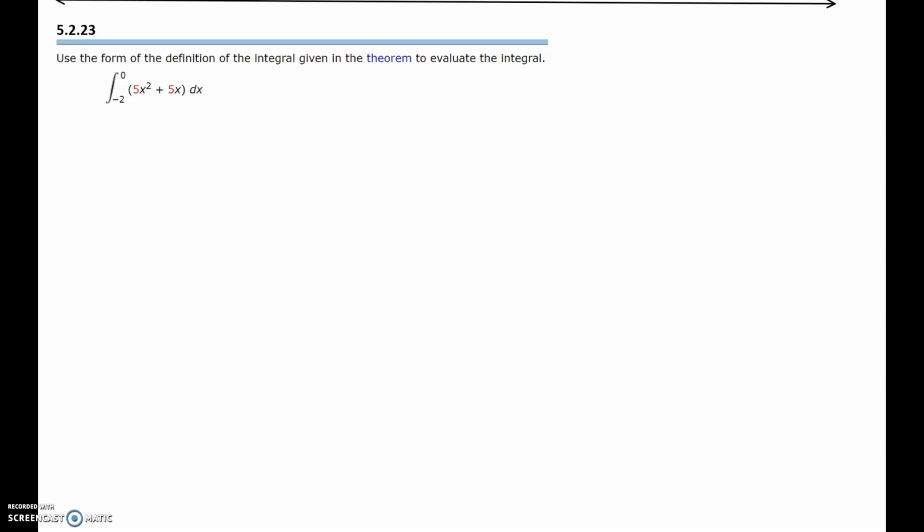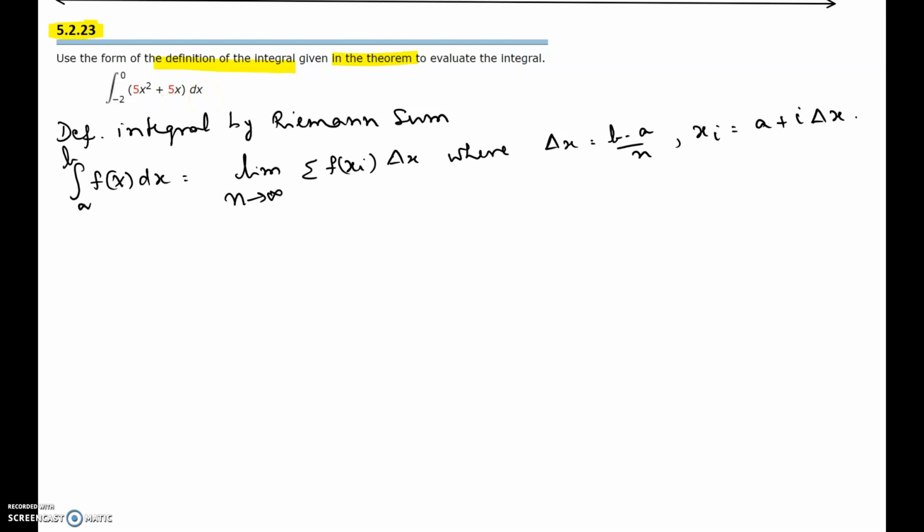Hi, in this video, I will be showing you problem number 23 of chapter 5, section 2 from the practice exam. Use the form of the definition of the integral given in the theorem to evaluate the integral. Integral from negative 2 to 0 of 5x squared plus 5x dx.